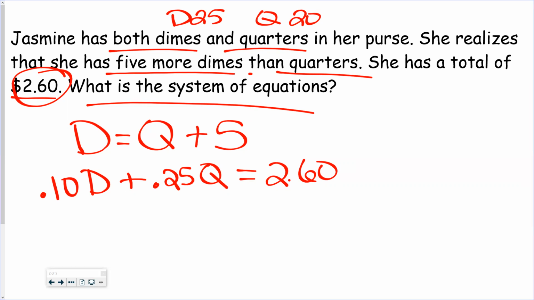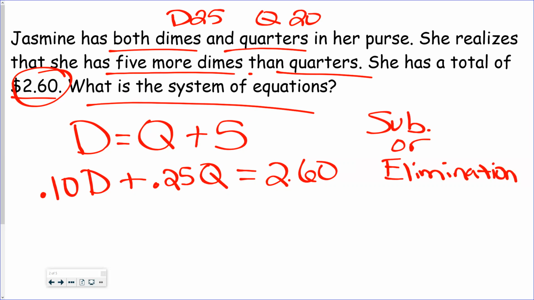If I wanted to actually go ahead and find how many dimes and quarters I had, I would probably want to use substitution or elimination. Substitution is probably your best bet because you already have a D equals, by the way.